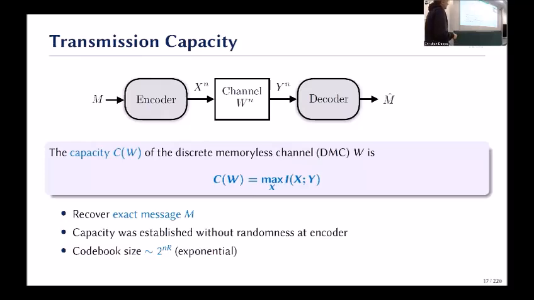As a reminder, I draw here the channel again. So this is the message of Alice. This is the estimated message of Bob. And Shannon shows that the capacity of a discrete memoryless channel is equal to the maximum over all random variables X of the mutual information between X and Y. And then we can recover exactly the message m with an error which goes to 0 if n goes to infinity.